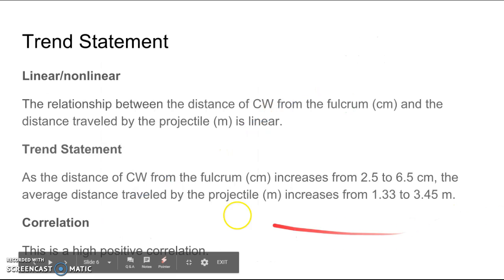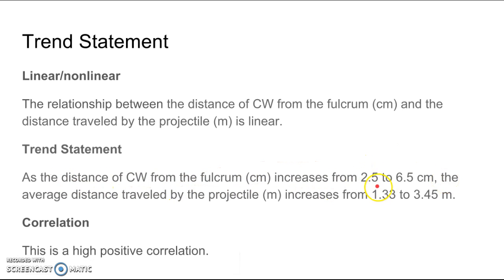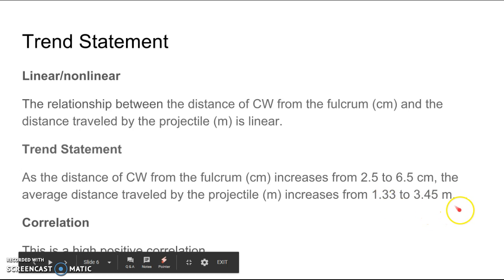Your trend statement should include your ranges, right? So as the distance from the fulcrum increases from 2.5 to 6.5, the average distance traveled by the projectile increases from 1.33 to 3.45 meters. I included my ranges, and if you forgot to add your ranges, which some of you did, make sure you fix that now.